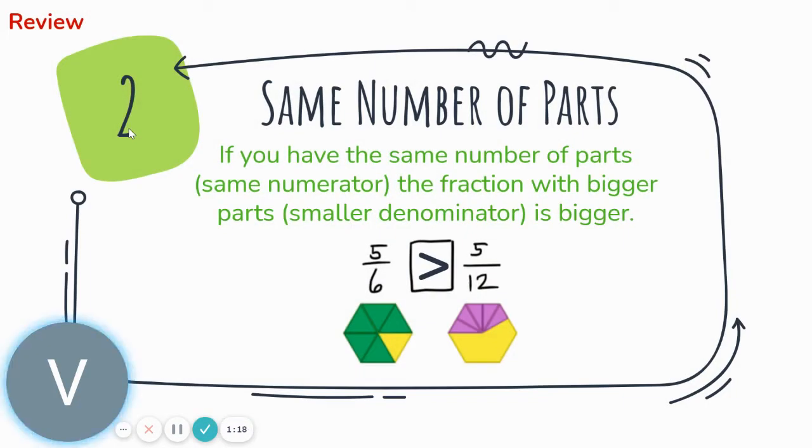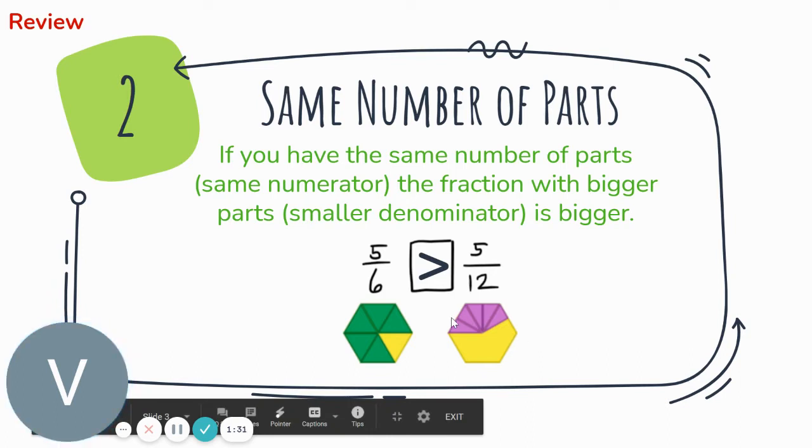And then we have same number of parts. If you have fractions with the same number of parts, so the same numerator, the fraction with bigger parts, the smaller denominator, is bigger. So for example, 5/6 and 5/12. There are 5 pieces of both, but they're not the same size. So 6 would mean that you would have to cut the pizza less times than cutting it 12 different times. So the pieces would naturally be bigger.